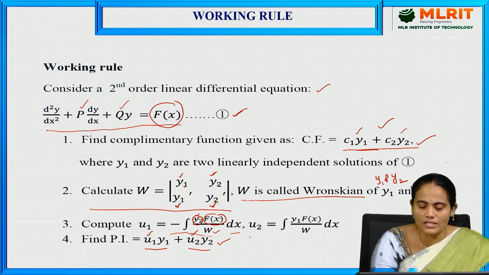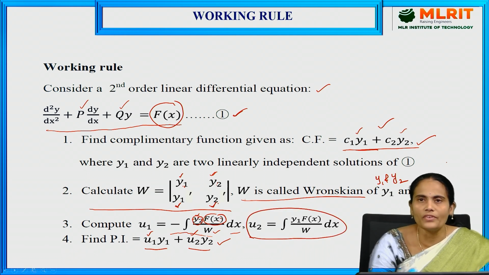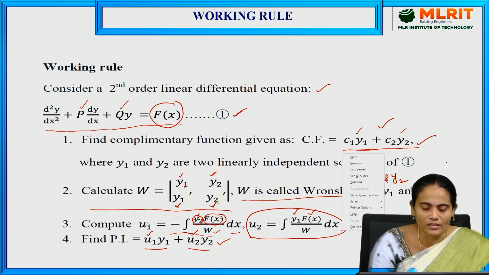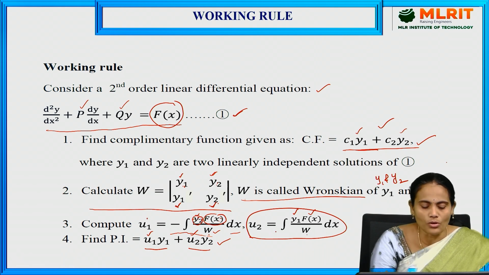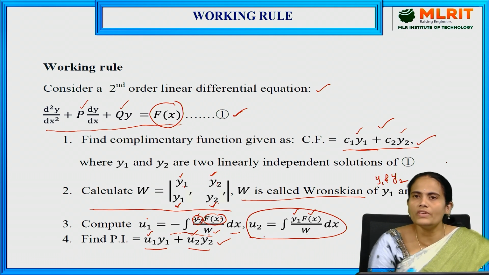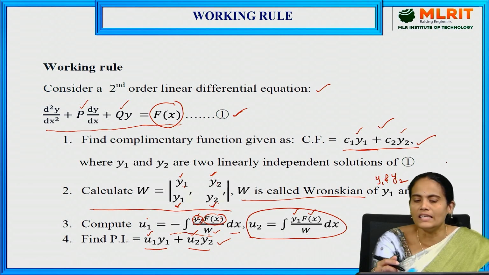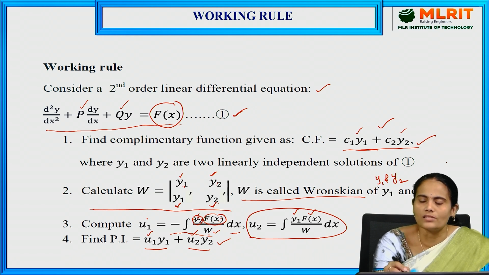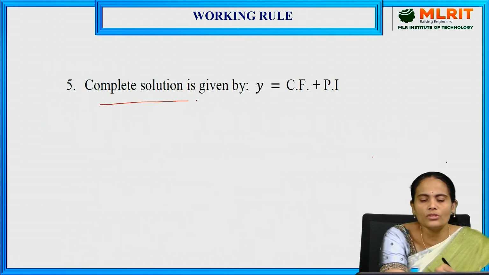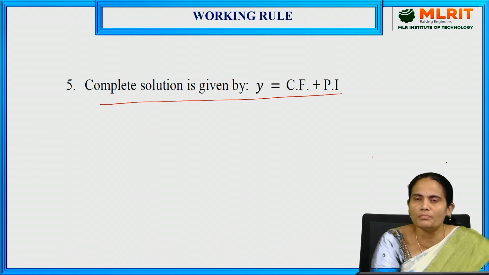Then now we will see how to find u2. u2 is defined as the integration of y1 into f of x divided by W into dx. So this is the way to find u1 and u2. After finding u1 and u2, we have to write the particular integral, that is u1 into y1 plus u2 into y2. Then finally the last step: the complete solution is given by the complementary function plus the particular integral.